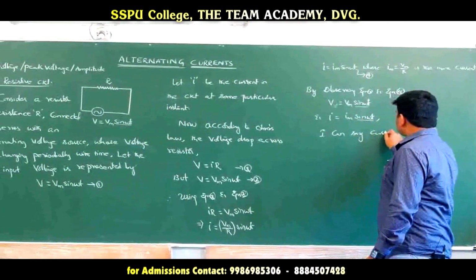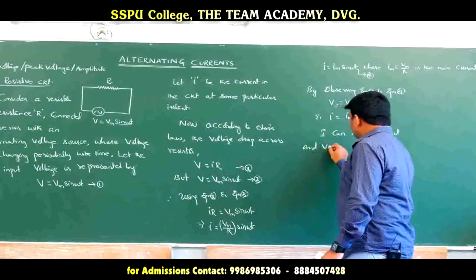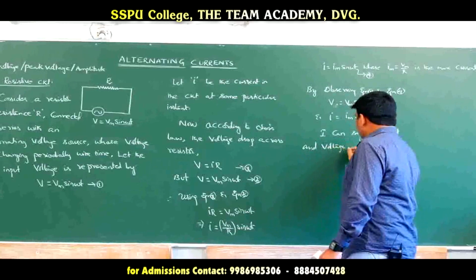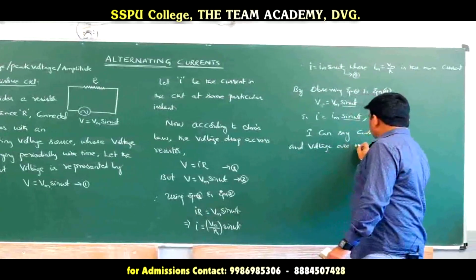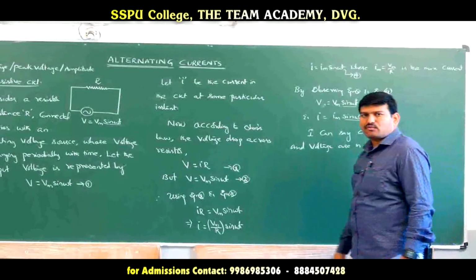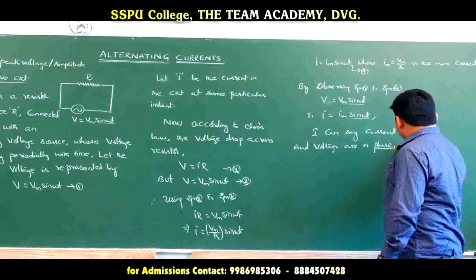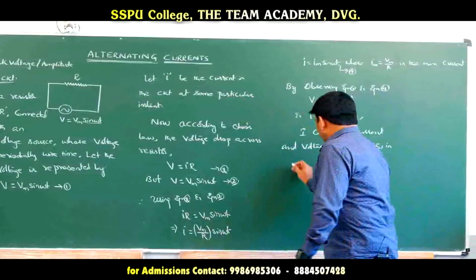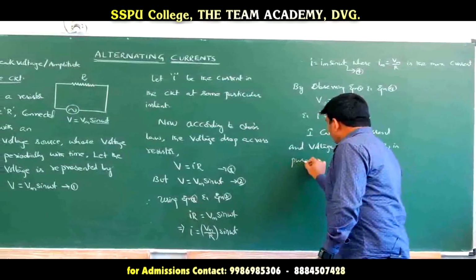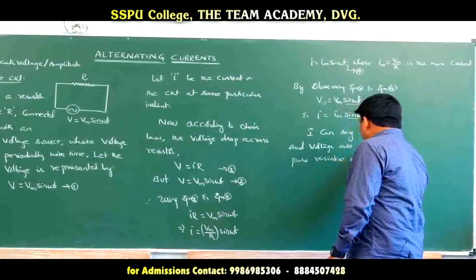current and voltage are in phase. Or the phase difference between voltage and current will be 0. In which kind of circuit? In a pure resistive circuit. Is it clear or not?